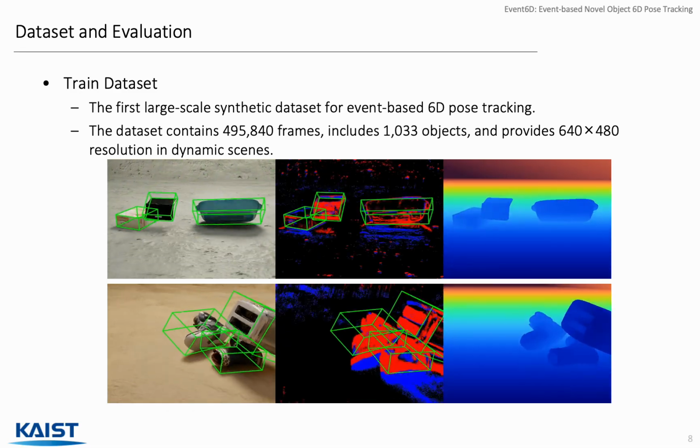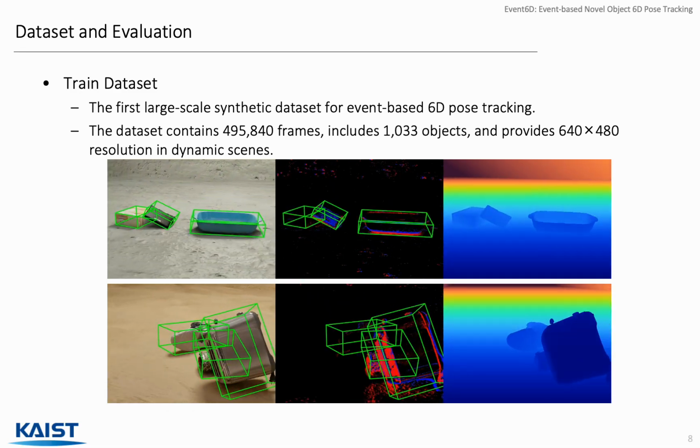To train this, we built the first large-scale synthetic event dataset for 6D pose tracking. Over 1,000 objects in dynamic scenes, which is essential for tracking. Each sample provides an RGB frame, the corresponding event frame, and depth ground truth, exactly the supervision our dual-modal reconstruction module needs.